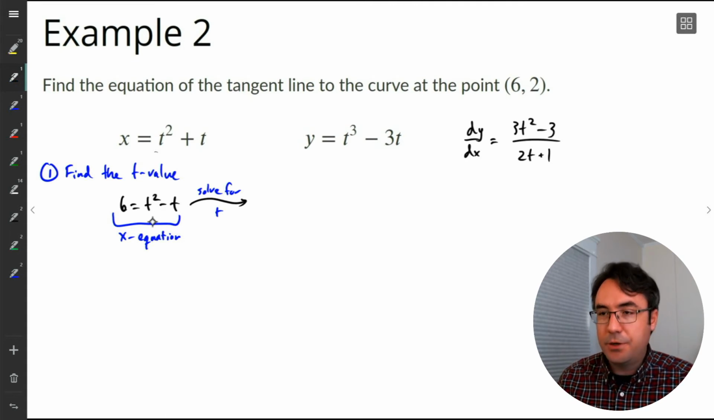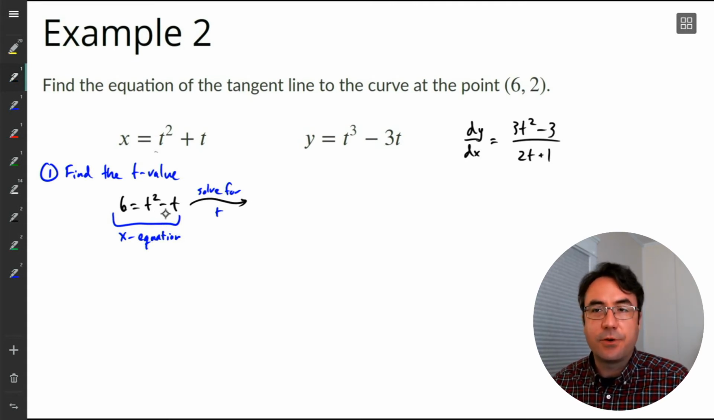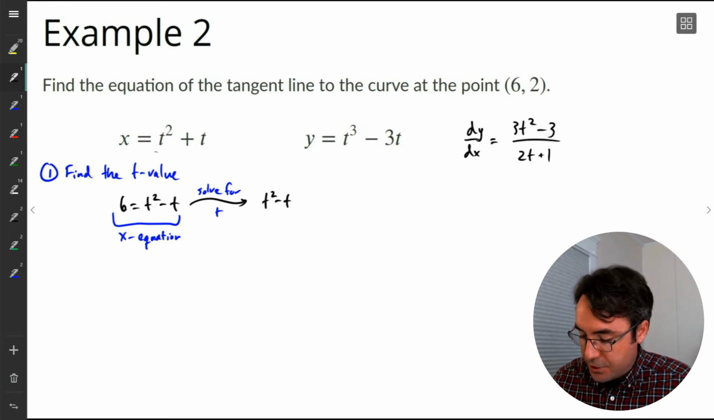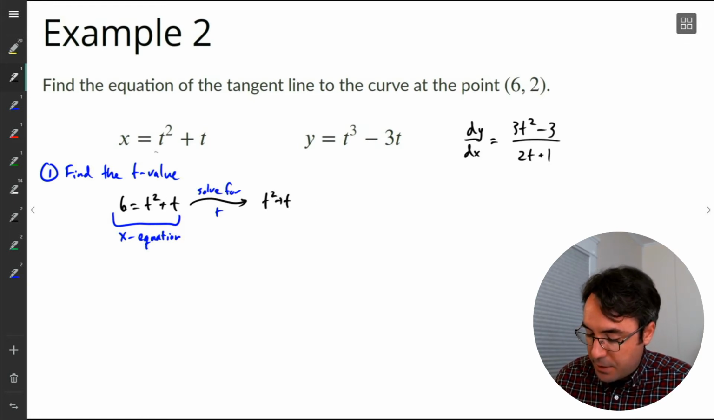All right, so how are we going to do this? Well, usually we want to try factoring. So let's get everything onto one side. And that should be a t squared plus t.